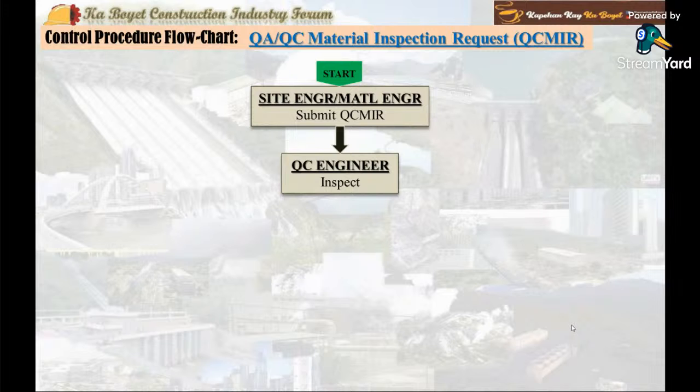Number 2, the QC engineer conducts the material or equipment inspection and records the results on the QCMI form and distributes copy to the material engineer or the site engineer, the warehouseman, the project manager or project in charge, the document controller, and the supplier or manufacturer. The output document is assigned QCMIR with comments and action code.